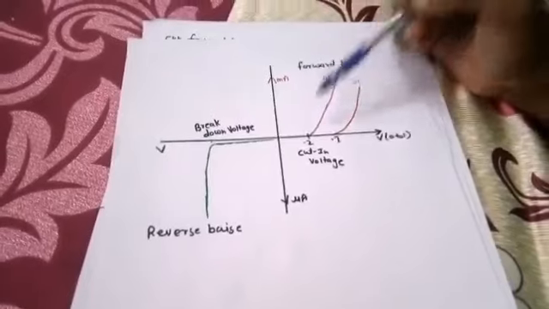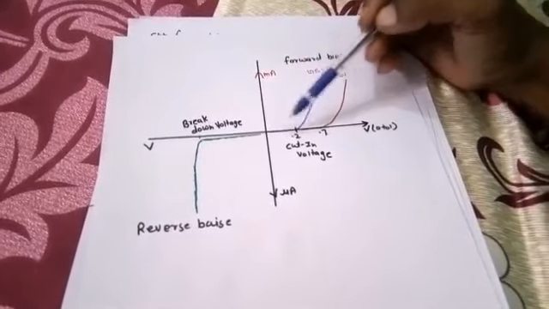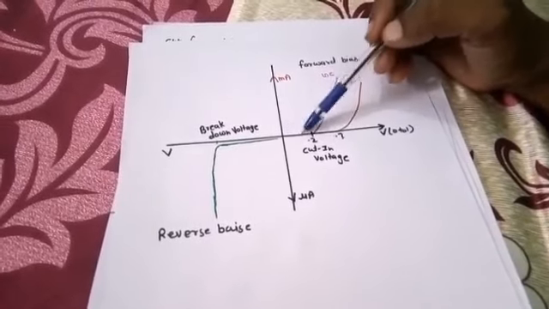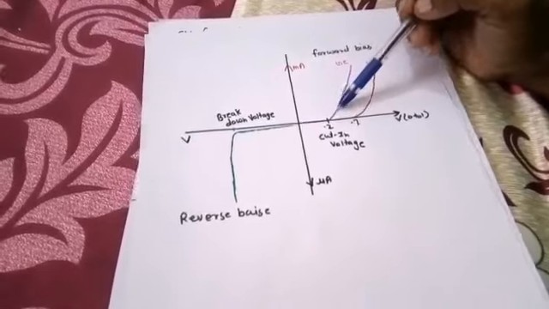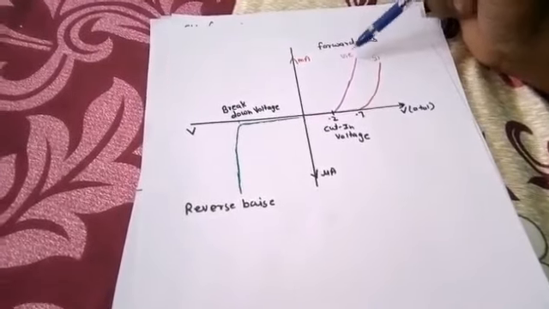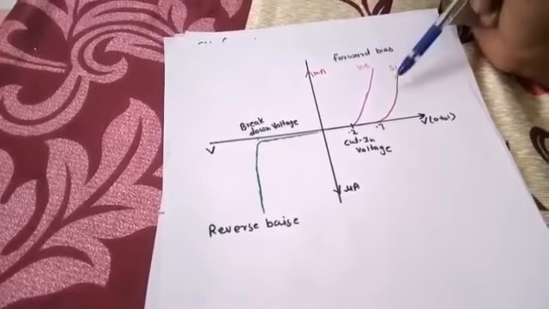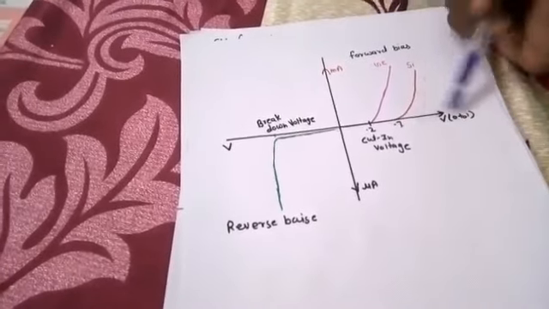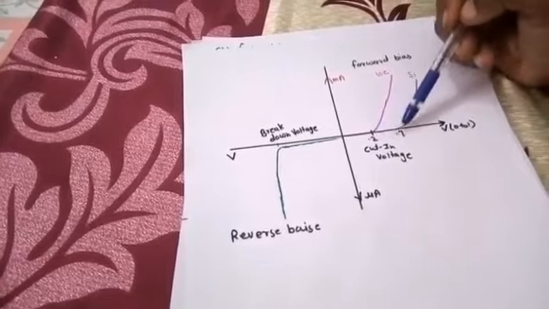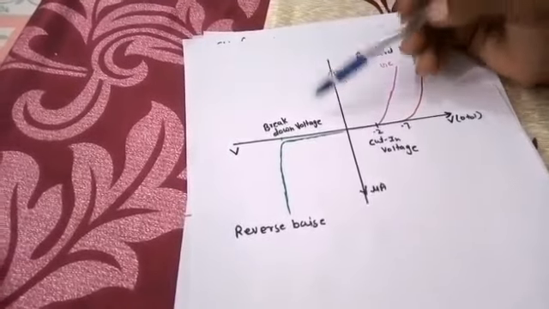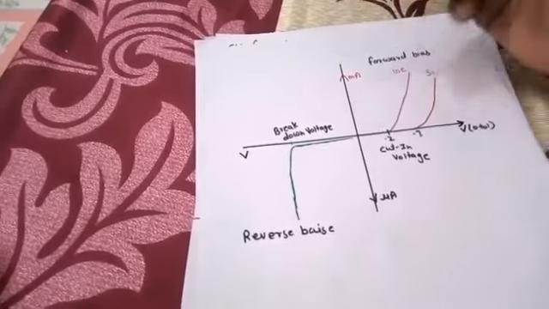Same as germanium: before 0.2 to 0.3 volt there is no current, then after that it increases exponentially. We have to write the equation of the current, how the current flows in a forward bias as we take different voltages. This is called the cut-in voltage, and in a reverse bias we have to apply the connection.